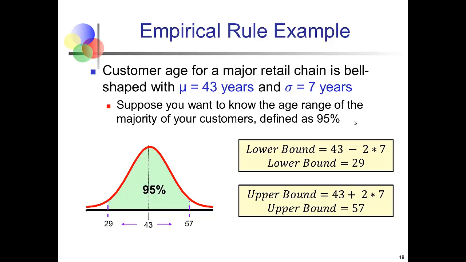Suppose that we want to know the age range for the majority of our customers, and let's define that majority as 95%. So if it's 95%, I need to go down 2 standard deviations and up 2 standard deviations to calculate my boundaries. So the lower bound would be the mean, 43, minus 2 times the standard deviation, which is 7. So 7 times 2 is 14. 14 from 43 is 29, and I get the lower boundary on my 95%. The upper bound would be 43 plus that same 14, so I would get 57 as my upper bound. I know 95% of my customers, or the majority of my customers for this retail chain, are between 29 and 57 years old.